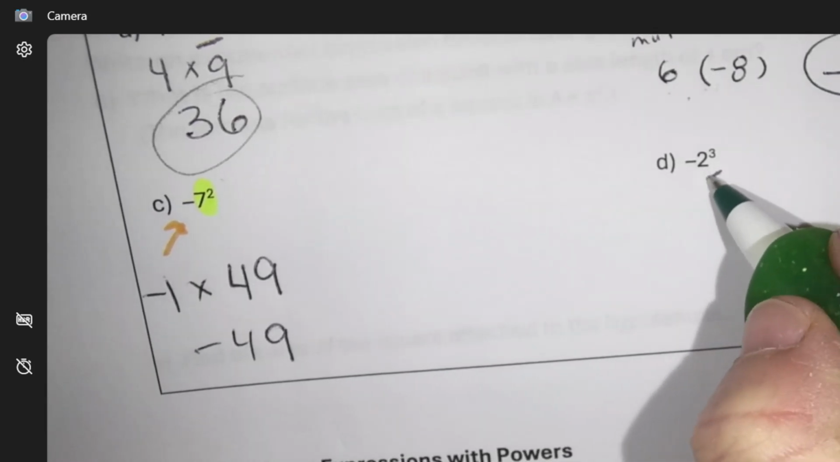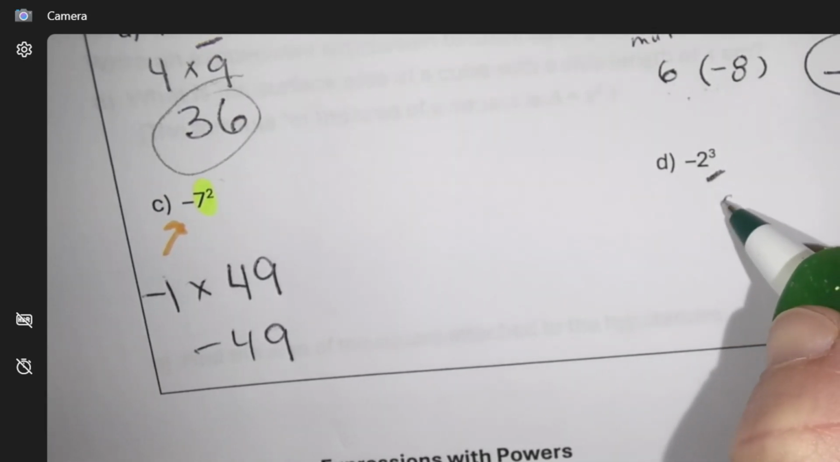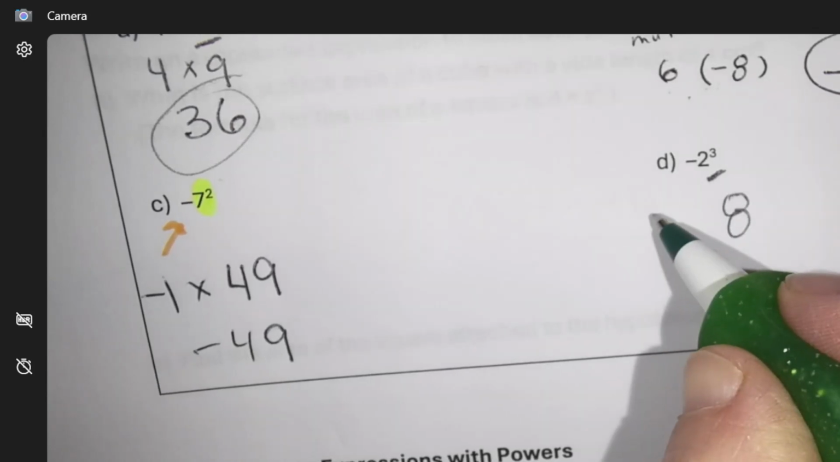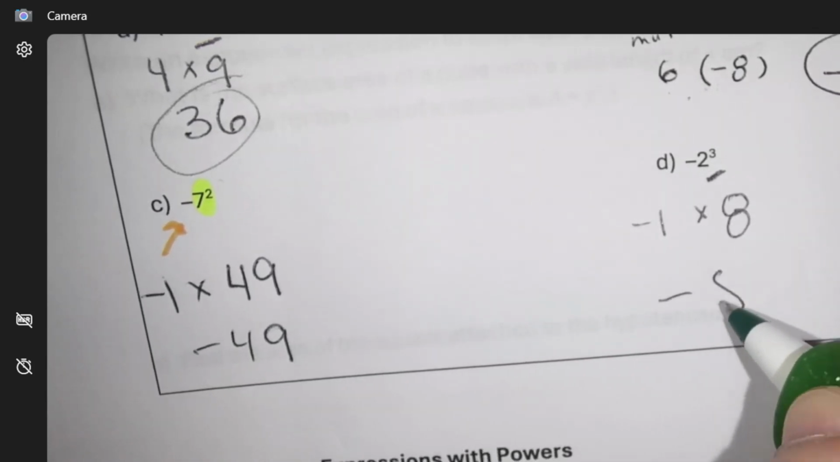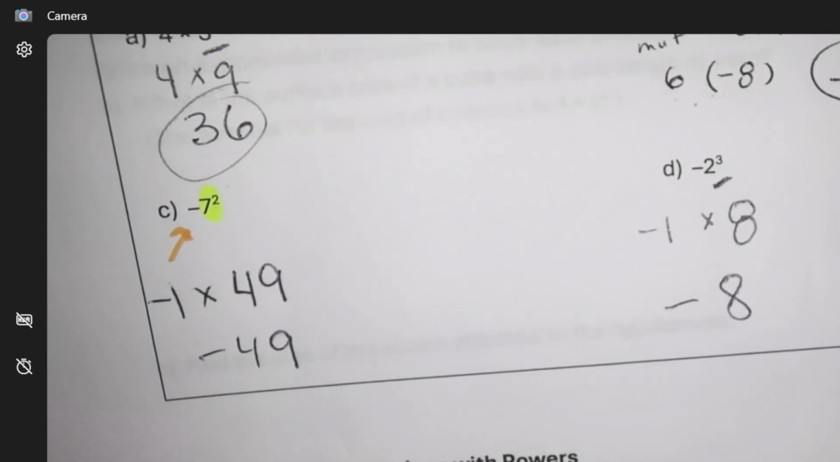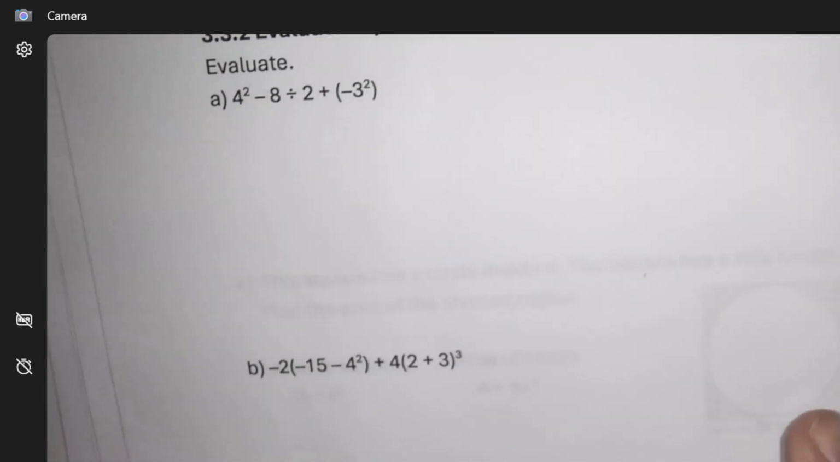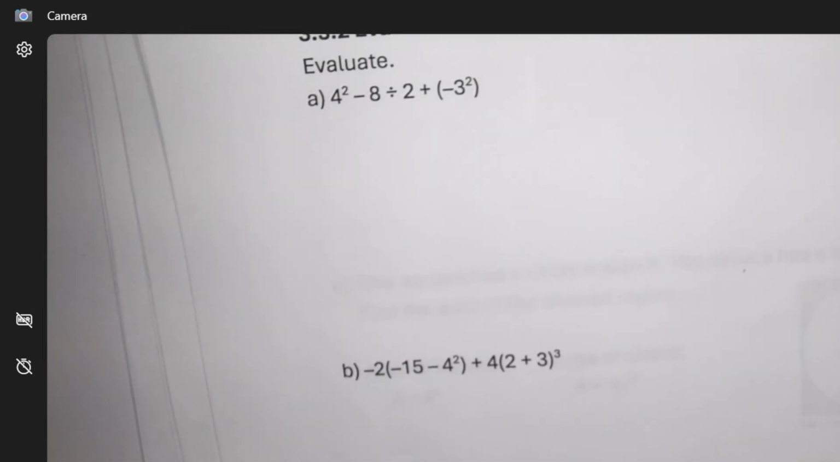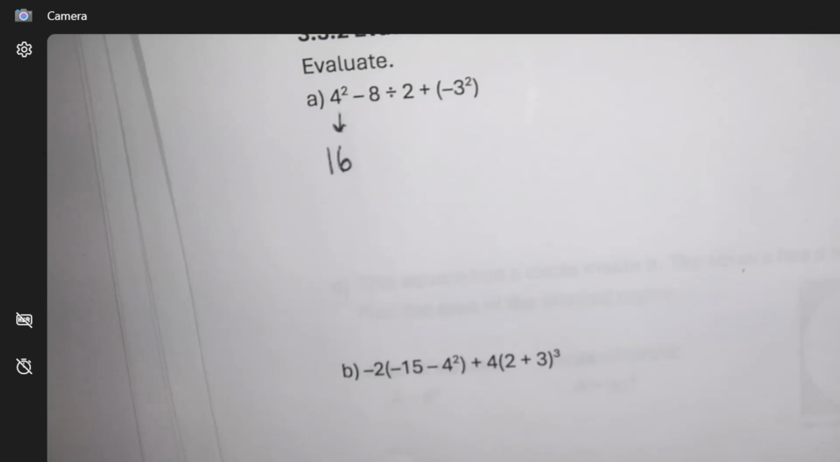So you have to do exponents, so 2 cubed, 8, then multiply. Good, I guess you can't just write this. Okay, evaluate. So we're coming up with numbers. We just have a lot more stuff going on. So here we go. 16, is that exponent?